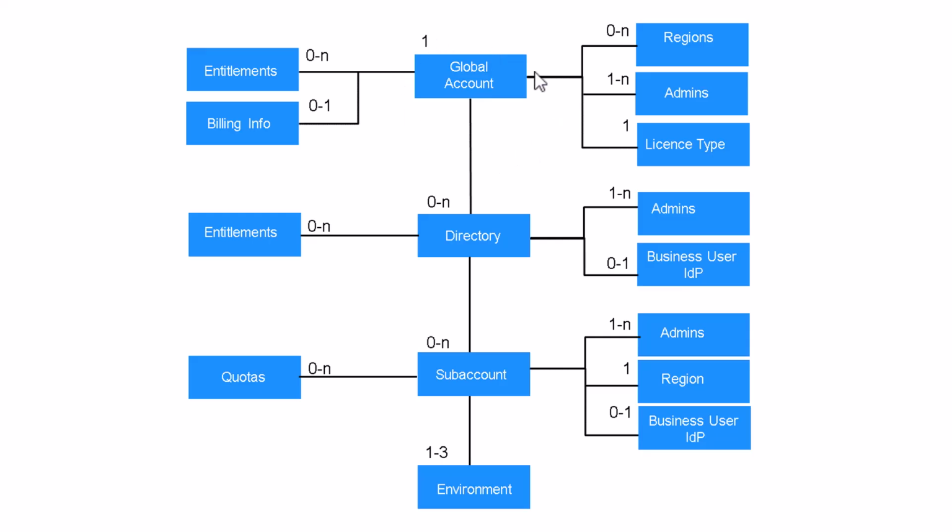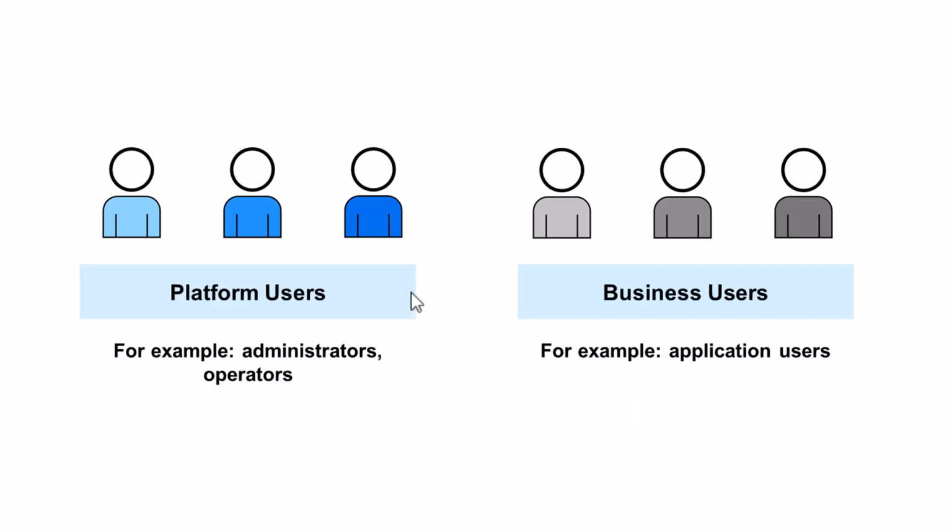You have one global account in your organization that is tied to the license that you signed with SAP. Then you can have any number of sub-accounts, and in the sub-accounts is where you assign your quotas. Within the sub-accounts, you can have your environments, the 3 different environments that we just talked about. You can also have an optional directory as well. What this directory does is allow you to have a hierarchy of sub-accounts.